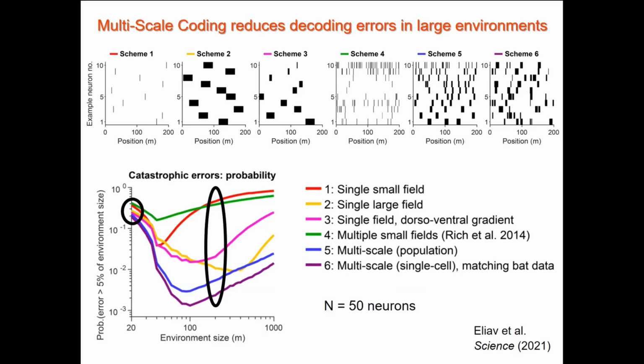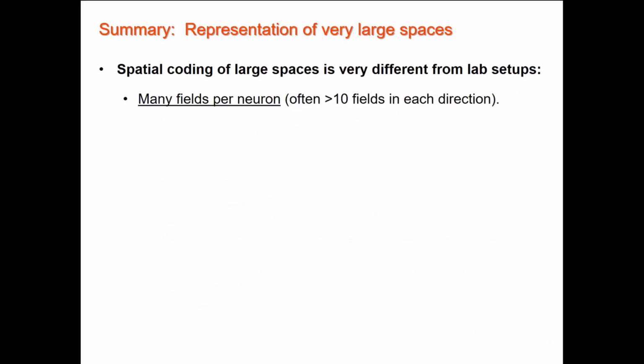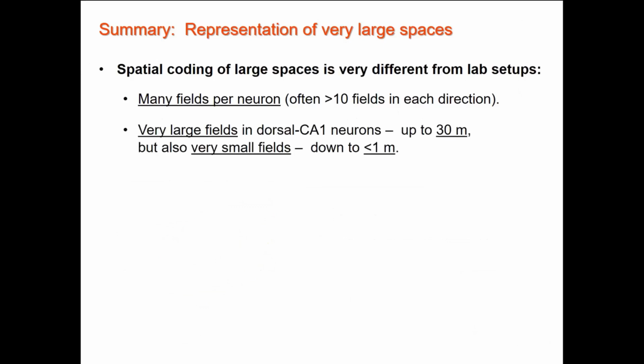And conversely, this means that with this encoding scheme, you can encode environments up to 1 kilometer with only 50 neurons. But for the red type of coding, the classical coding, you need many more neurons. Okay, so to summarize this part, our presentation of very large spaces, we've seen that spatial coding of large spaces is very different from lab setups. We had many fields per neuron, often more than 10 fields in each direction. There were very large fields, up to 30 meters or even more, but also very small fields, by the way. We had some fields that were as small as 50 centimeters.